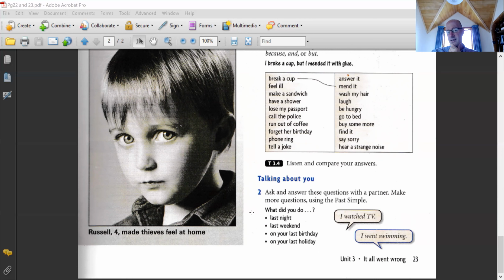How about our answers? So what did you do last night? You might say, I watched TV. What did you do on your last holiday? I went swimming. So these are your answers, they are for you. What sort of things did you do? So we'll practice making these questions next week, and then we'll practice asking the question and answering. Okay, so that's page 23.